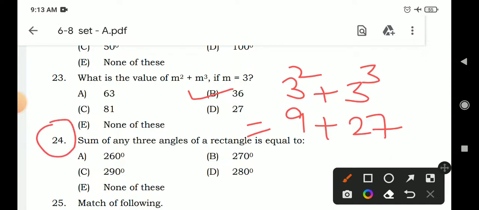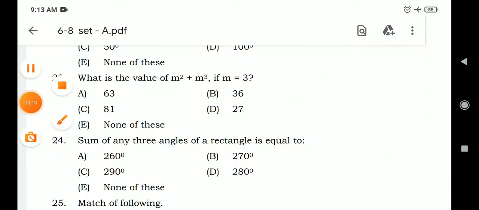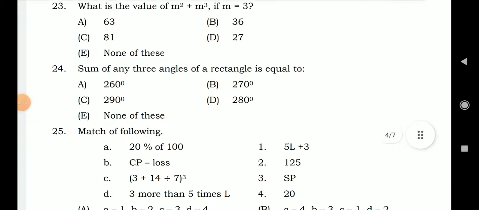Okay dear student, now the next question. The sum of any three angles of a rectangle is equal to which one of these? You know in a rectangle each angle is equal to 90 degrees. So what will be the sum of three angles? 90, 90, 90 means 3 times 90 is 270 degrees. So its correct option is option B, 270 degrees.